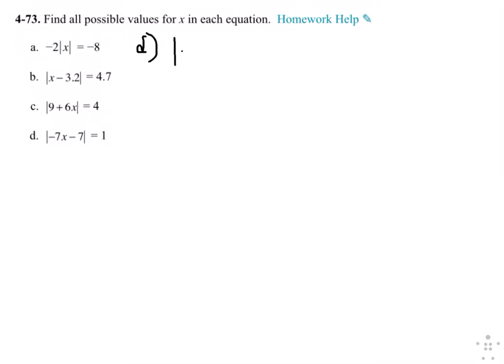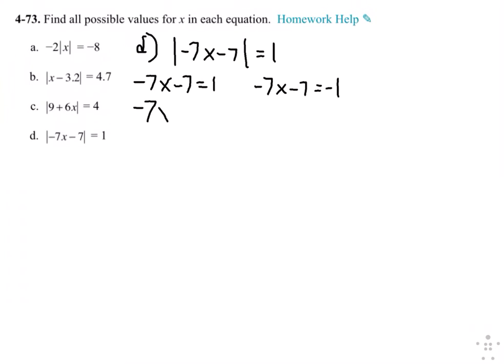And the last one, D, let me make space. I have the absolute value of -7x minus 7 equals 1. So two equations, -7x minus 7 equals 1, and -7x minus 7 equals -1. And we add 7 to both sides, so I get -7x equals 8, and then I divide by -7 and get x equals -8/7. The second one, I add 7 to both sides, and I get -7x equals 6, and then divide both sides by -7, and I get x equals -6/7.